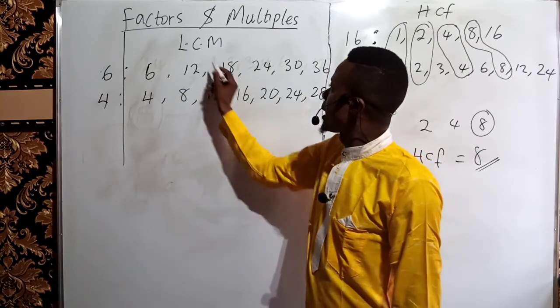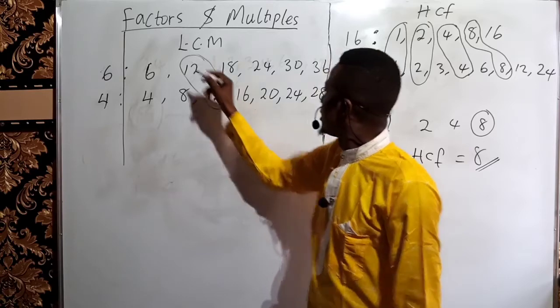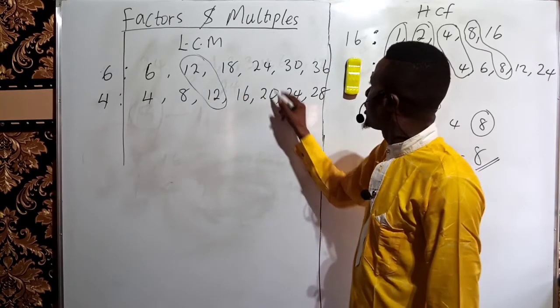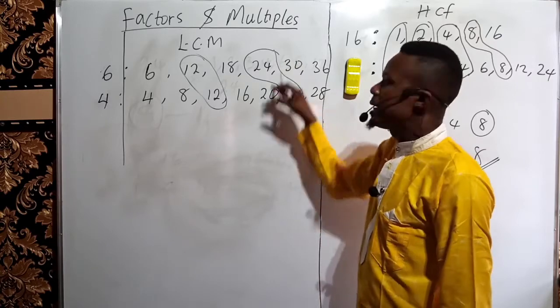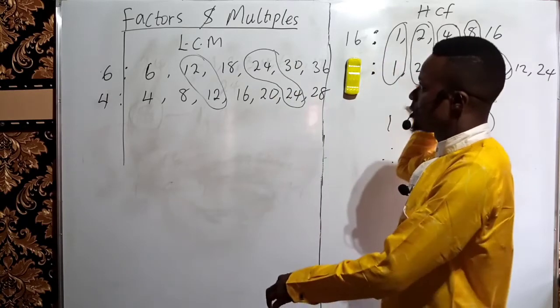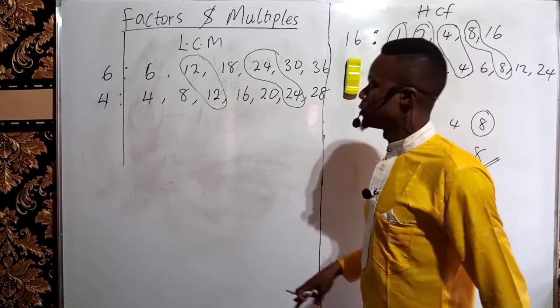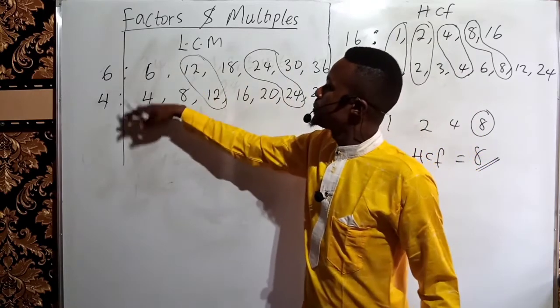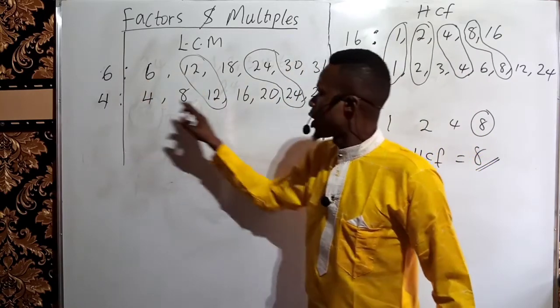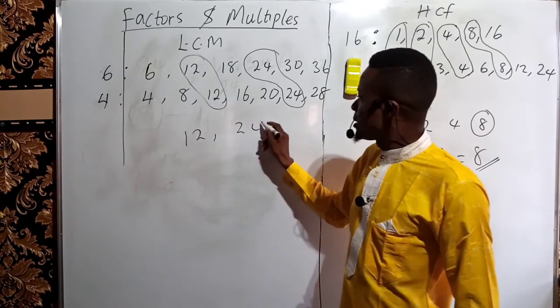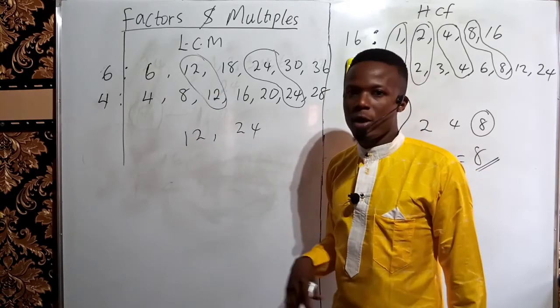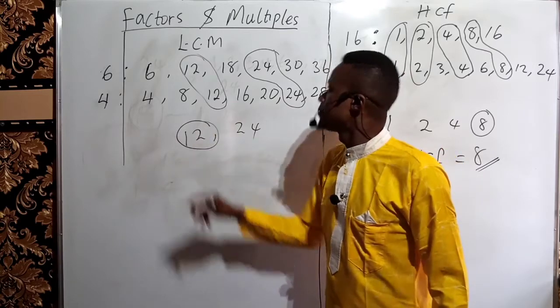For instance, I can see 12 here. I can see, what again? I can see 24. If I go on, I will see a lot of them if I proceed to continue writing the multiples. But among these multiples of 6 and 4 that are common, we have only 12 and 24 at this stage. Which one is the lowest? Of course, it is 12.